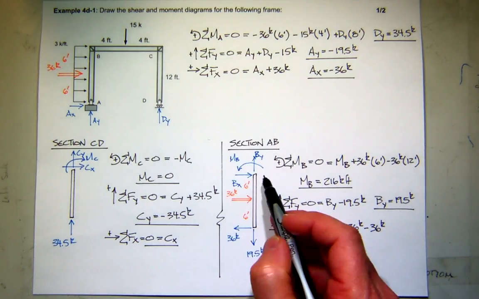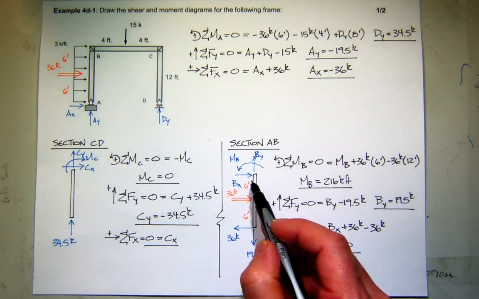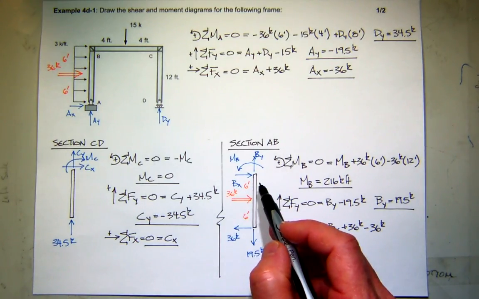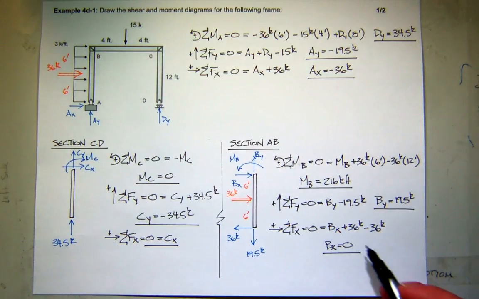So Bx in this element is what? It's the shear force. So the shear force at B here is going to be 0. So any questions about that? So now I'm going to take this information and draw the shear force and bending moment diagrams.